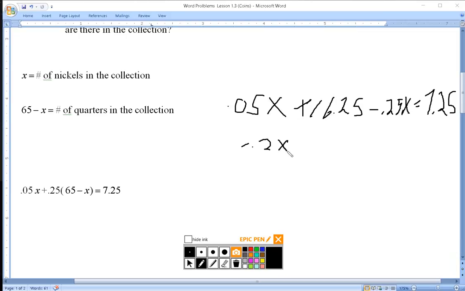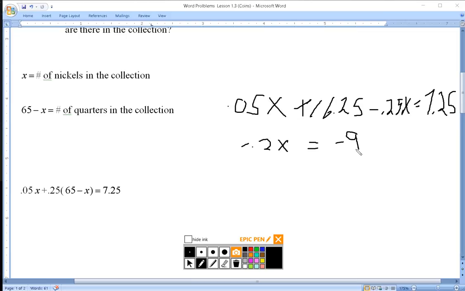And then the 16.25, I get it to the other side. Okay, so that's the same thing as adding negative 16.25 to both sides. So if I add it to this side, obviously that's going to cancel that. And then on the right side, 7.25 minus 16.25 will give me a minus 9. Okay, so I combine the x terms, and then the 16.25 goes over, change the sign. And I get this.